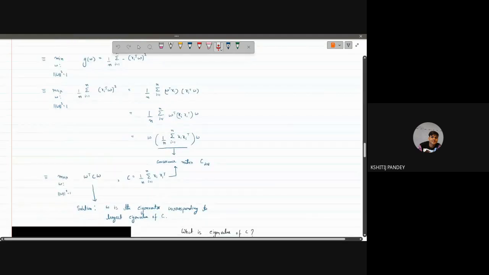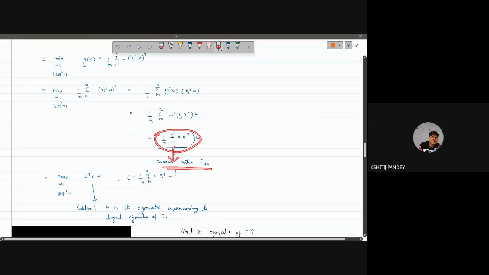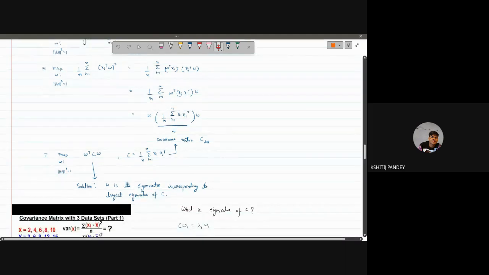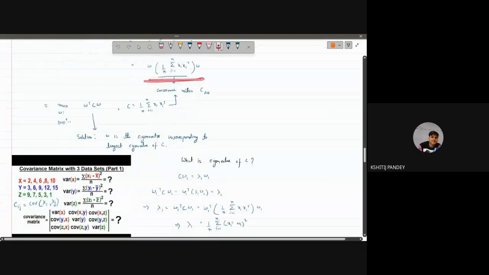On simplifying, what we get is a form W transpose, and this will be 1 by n summation i from 1 to n of xi into xi transpose. This matrix is basically the covariance matrix. It turns out that the solution to this optimization problem we already know. The solution for this will be the eigenvector with the largest eigenvalue of this covariance matrix. This problem we have already solved. Yes, this is what we have written here.